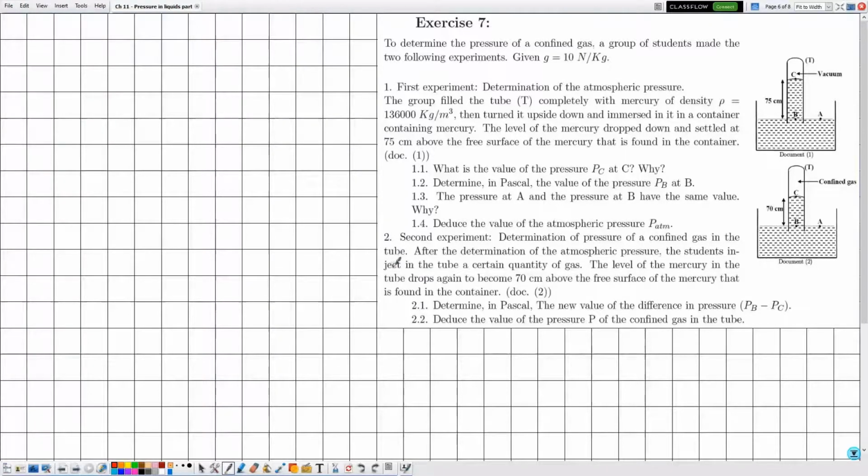Okay, hello everyone, in a new video. So we have reached part 5 of chapter 11, which is the chapter of pressure in liquids in the third unit of mechanics. So in this part we are going to solve some exercises on what we have explained previously.